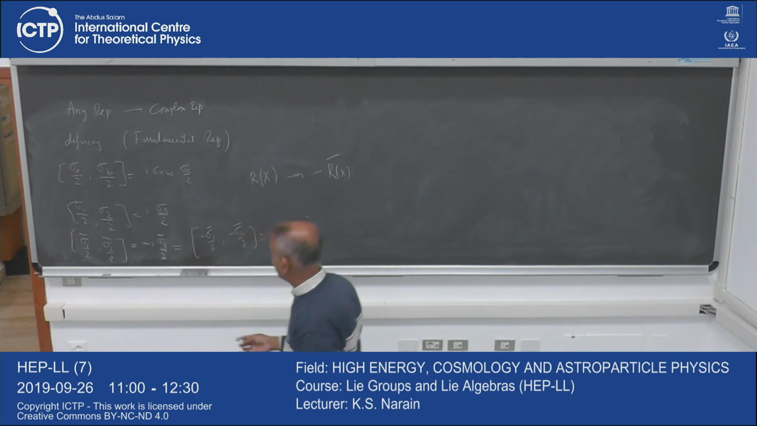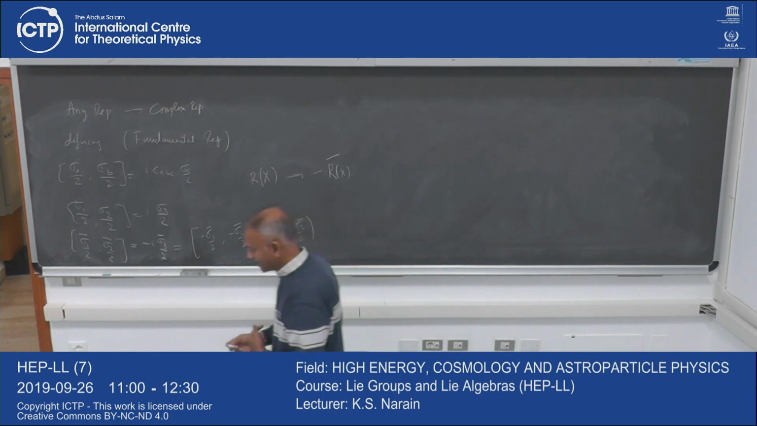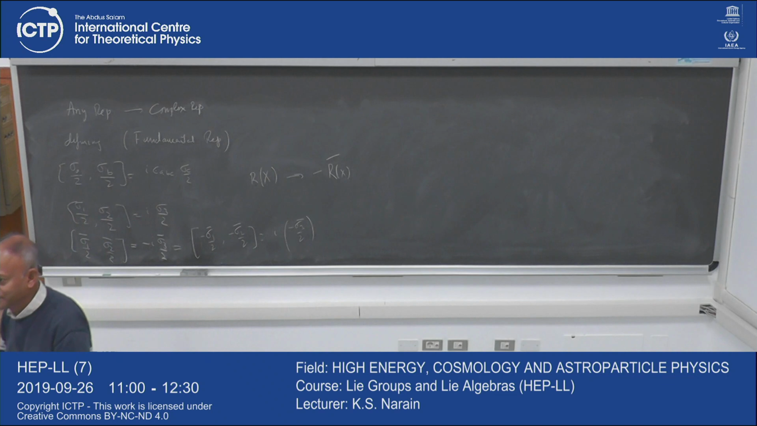Now in the SU2 case, it's very simple. Why? Because after all, if I take a matrix of some spin J representation, it's a 2J plus 1 dimensional matrix.